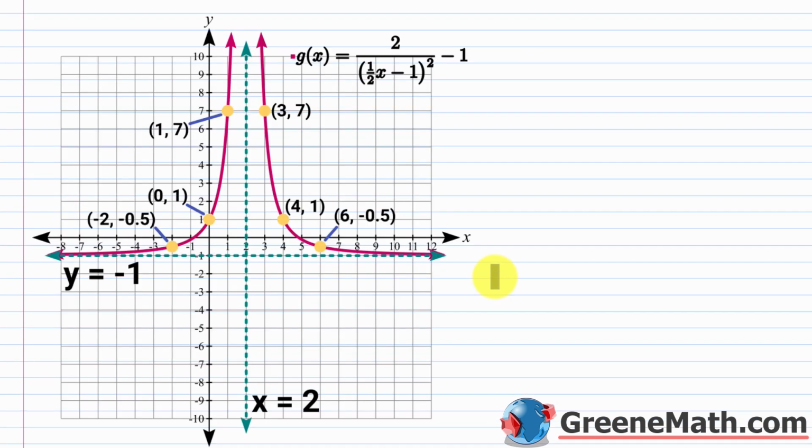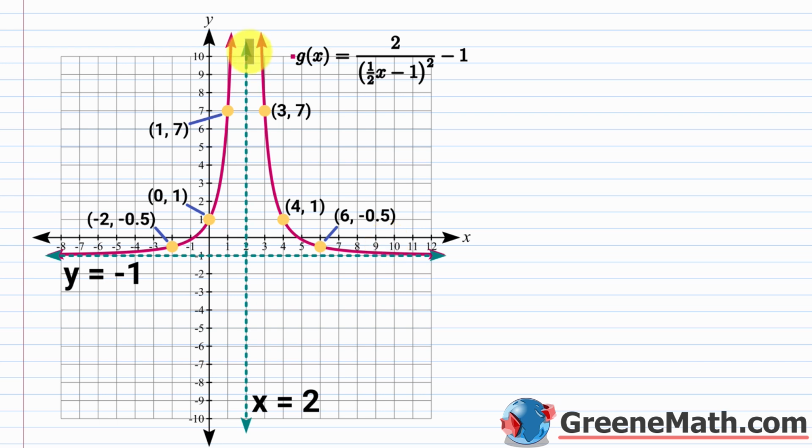All right, so looking at the graph, this is going to be for, again, g of x is equal to 2 over the quantity 1/2 x minus 1 squared. And then we have this minus 1 here. You see the points that I just talked about. So for this piece of the graph right here, you have negative 2 comma negative 0.5, you have 0 comma 1, and 1 comma 7. For this piece right here, you have 3 comma 7, you have 4 comma 1, and 6 comma negative 0.5. Now, you can get more points if you need them, but I think that's enough to get a good sketch going.